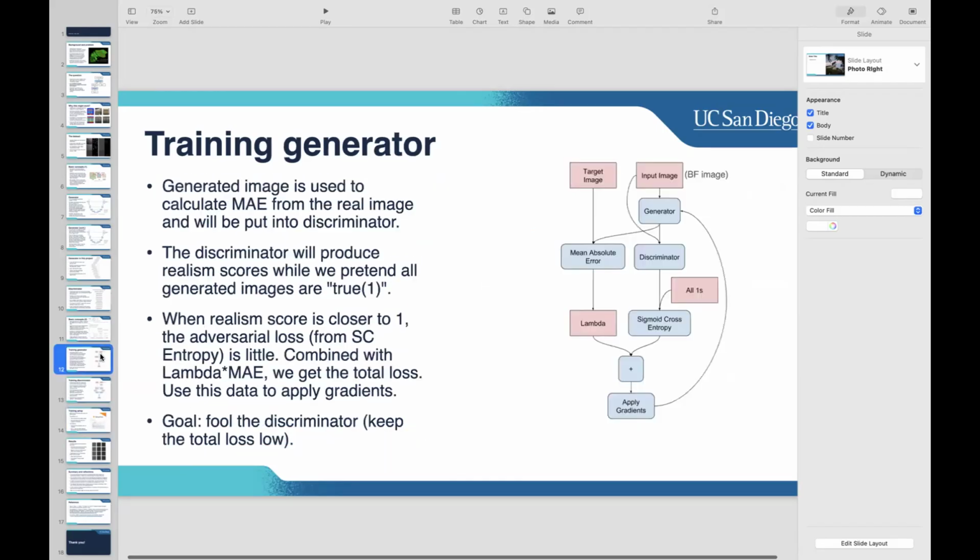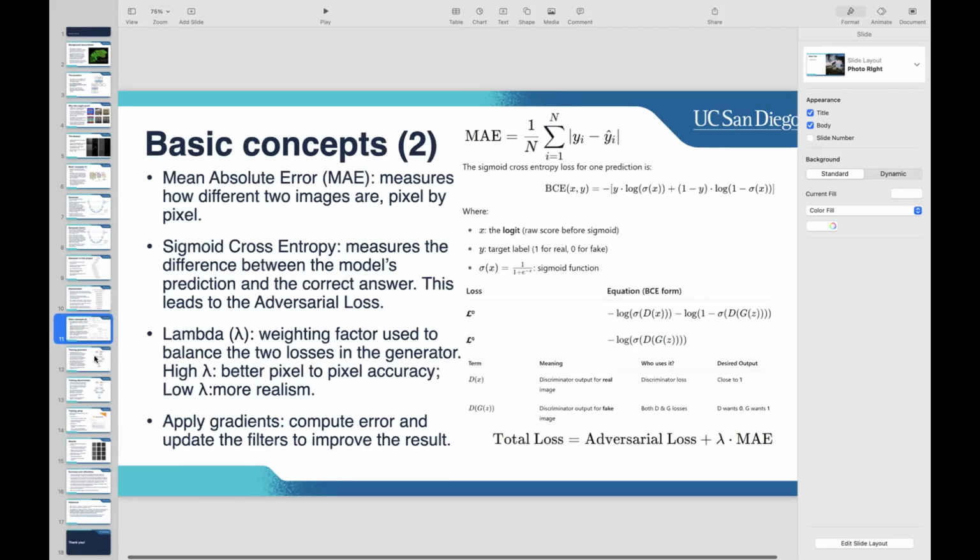Well, that's a good question actually. If I go to that formula and look at my total loss, you have adversarial loss and you have lambda times MAE, and I set lambda to 1,000. I don't know the range of adversarial loss and MAE. Is it 0 to 1, or is it?